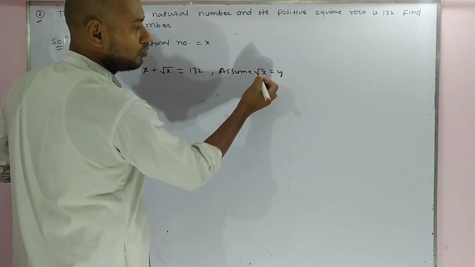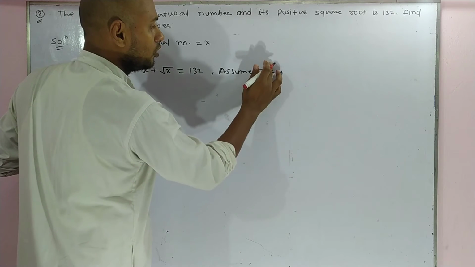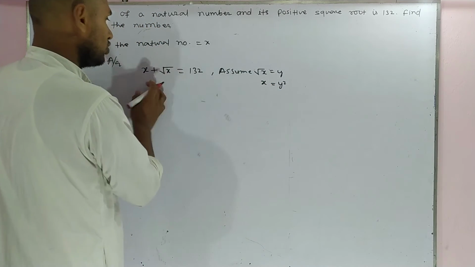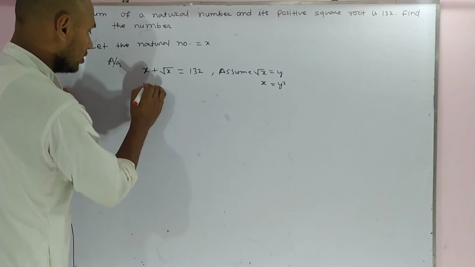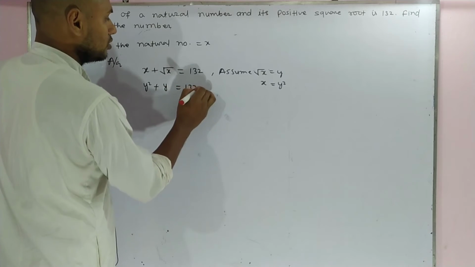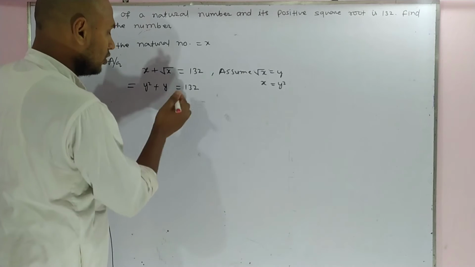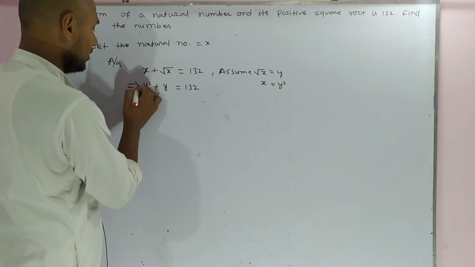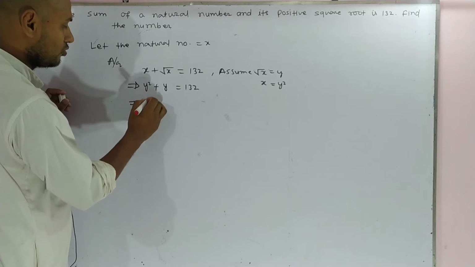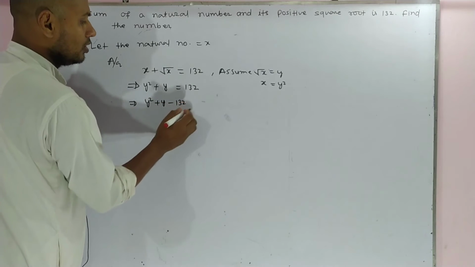If you take the square on both sides, it becomes y square equal to x. So in place of x you put y square, and in place of root x you put y, and it equals 132. Now it becomes a quadratic equation, from which you can find the value of y. Arranging, y square plus y minus 132 equals 0.